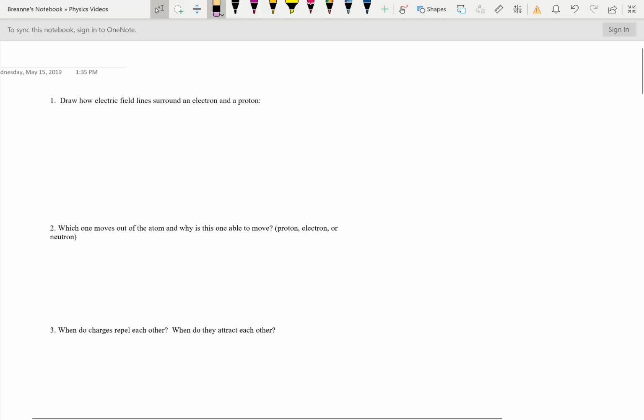Let's talk about electricity. It says draw the electric field lines surrounding the electron and proton. Our electron is negative, our proton is positive. Knowing that our electron's negative, it craves the positivity, so it's pulling everything into itself. It's so negative, it doesn't want to be negative, it wants to be positive, so it's trying to pull everything in.